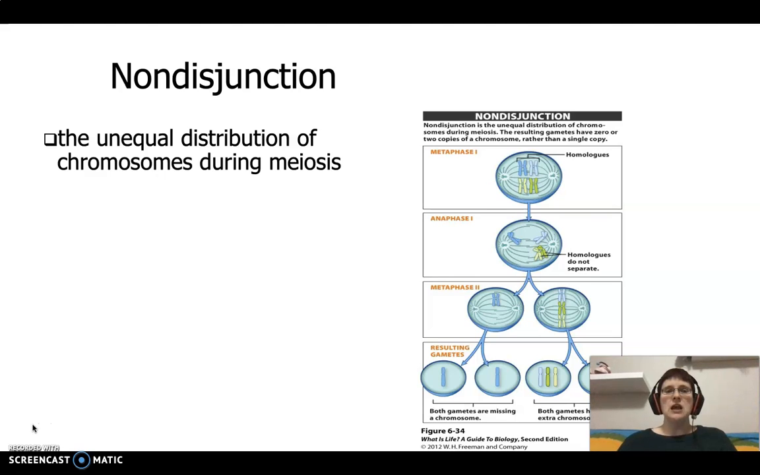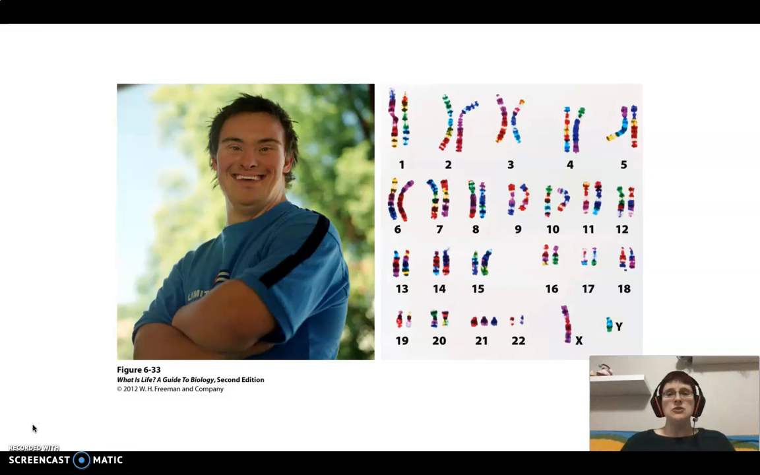Non-disjunction again is just the unequal distribution of chromosomes during meiosis, so the chromosomes don't get split correctly and you end up with too few or too many of the chromosomes in your gametes. One of the conditions that shows up because of this unequal distribution is what we see in this individual's karyotype.